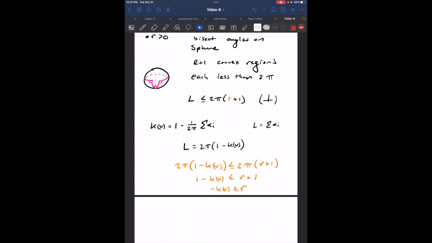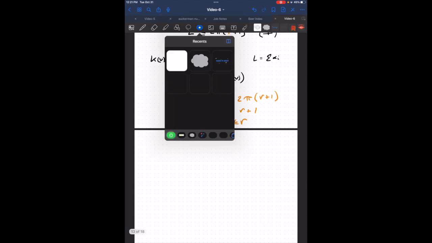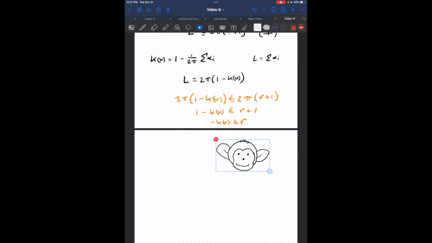Let's put in our Bonnet macaque and a proof symbol. Uh-oh, what happened here? I gotta put him on this page. There he is.